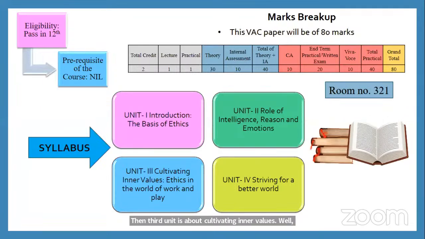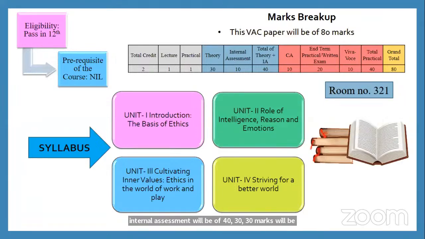And the fourth is striving for a better world, where we are going to analyze what is good for us and what is not good for us. Coming to the most important thing, the marks breakup, which every student asks. As it is a 2 credit subject, the paper is of 80 marks, where the theory paper is of 40: 30 marks for the last semester, and 10 marks will be the internal one.